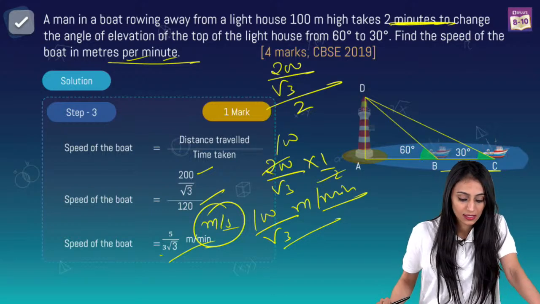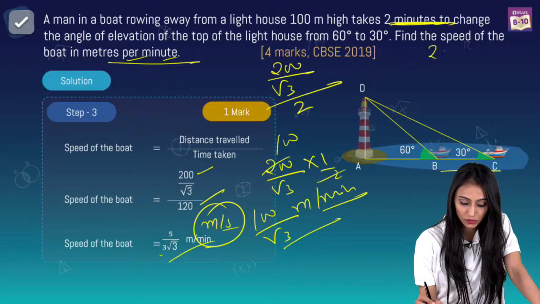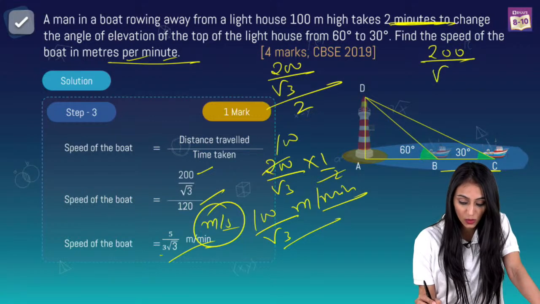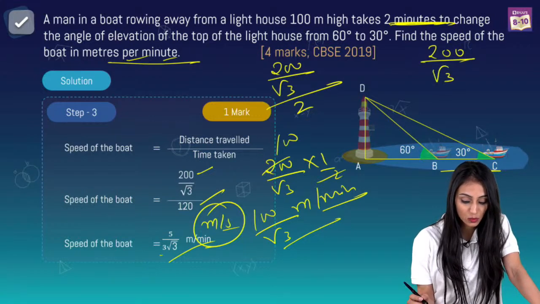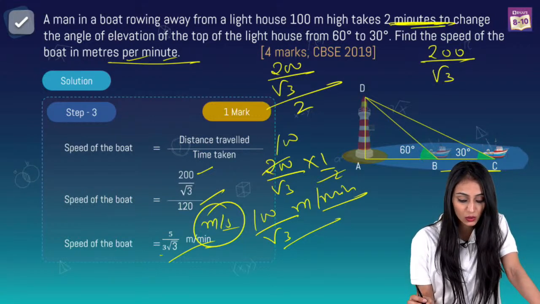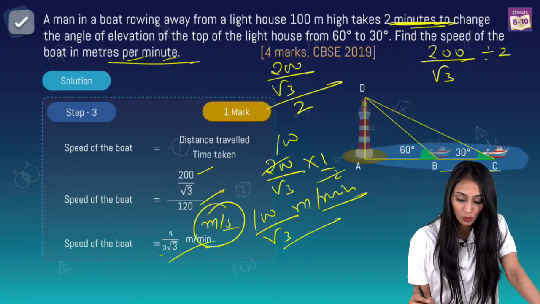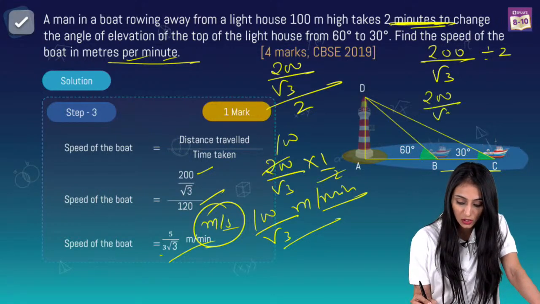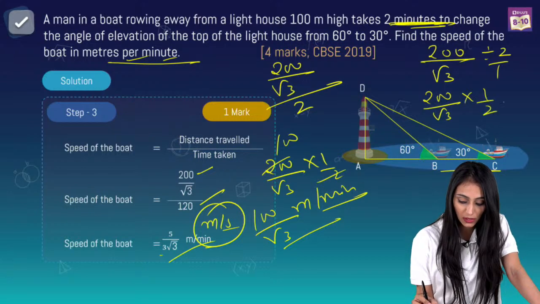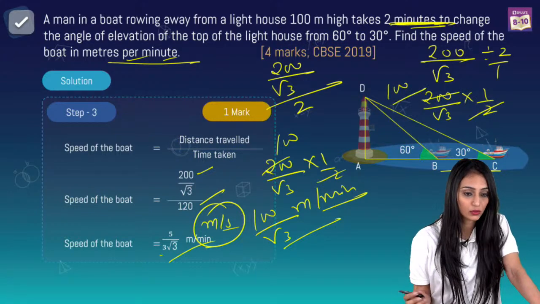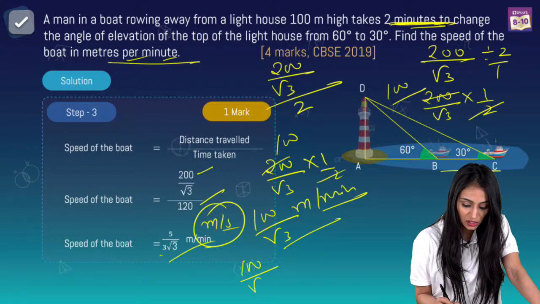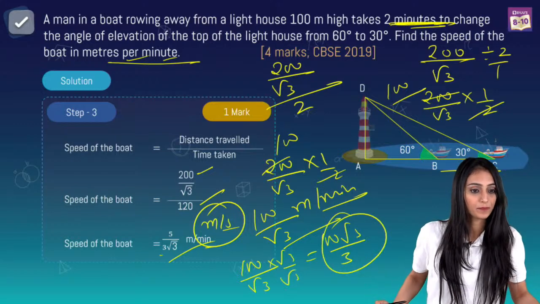See, the speed of the boat is 200 by root 3. I'm sorry, the distance. This is what it has traveled, and we are dividing this by the time taken. The time it has taken is 2 minutes. So when I'm dividing by 2 minutes, simply this is 2 by 1, this becomes 1 by 2. So that's 100 by root 3. I'll have to rationalize it then. That's going to be 100 root 3 by 3, or you can say.